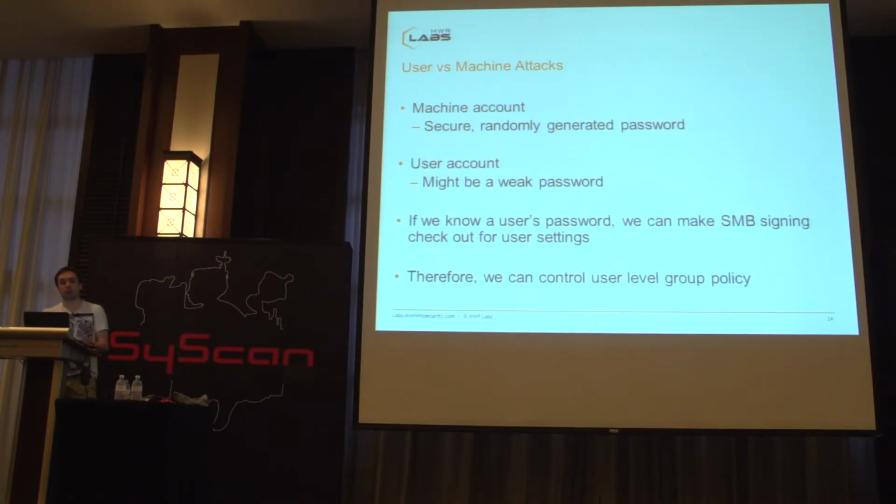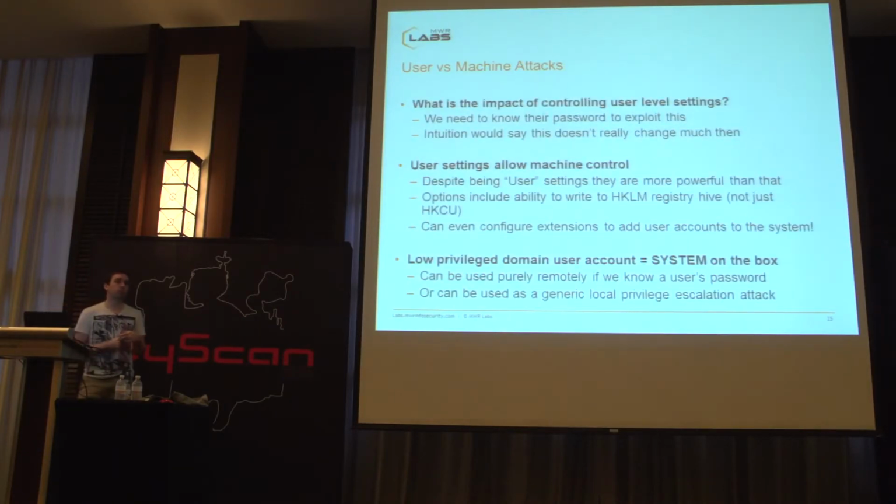But the key point to consider here is that if we know a user's password, then we know how to make SMB signing check out, at least for NTLM authentication, when it's fetching user settings. And therefore, in that situation, we can control user-level group policy. So the key thought I had at this point is, well, what's the impact of that? Is there an impact? We need to know a password to exploit this, so does that mean anything? Intuitively, my original assumption would have been that it probably doesn't change much. I mean, if we've got a user's password, whether it's our own account or someone else's, we've got access to everything they have access to anyway. What does it mean being able to change the user settings applied to them?